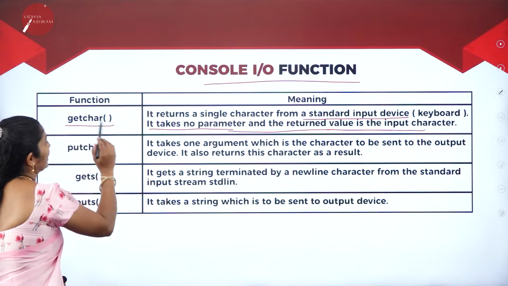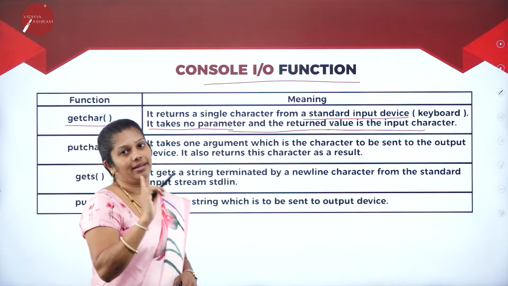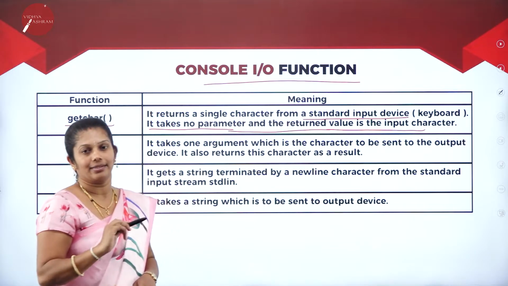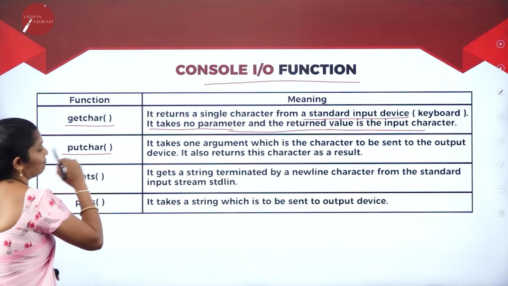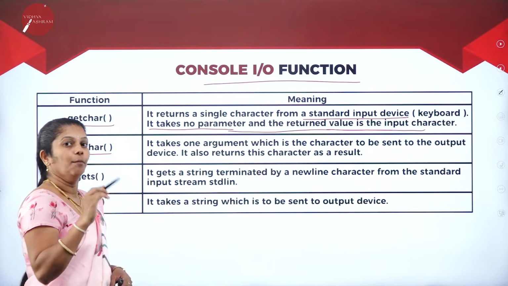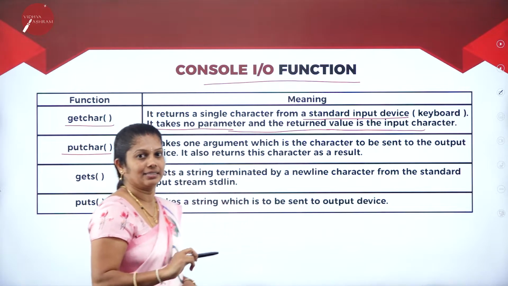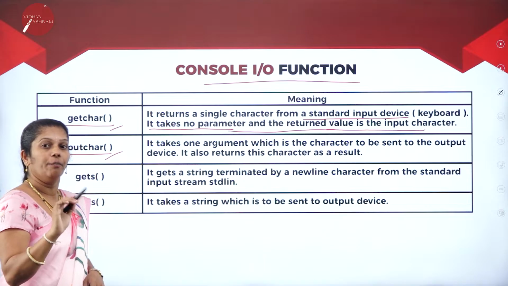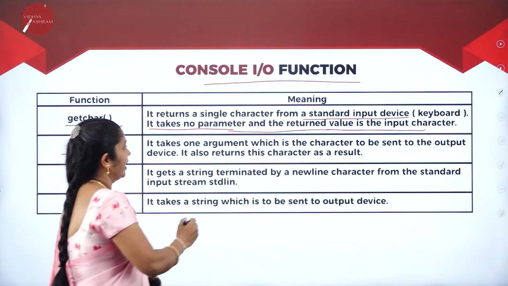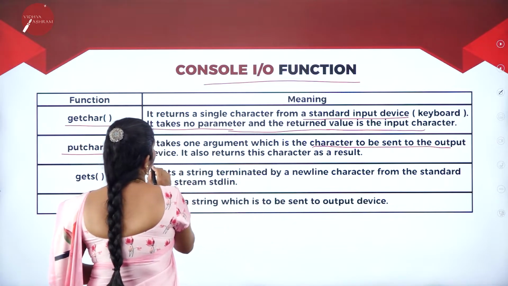The getchar function helps to input a single character; only one character can be input here. Then the putchar function helps to print a single character. getchar helps to input a single character, whereas putchar helps to print a single character. It takes one argument, which is the character to be sent to the output device.